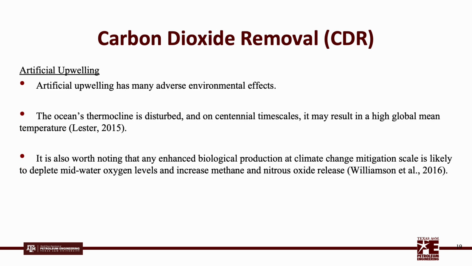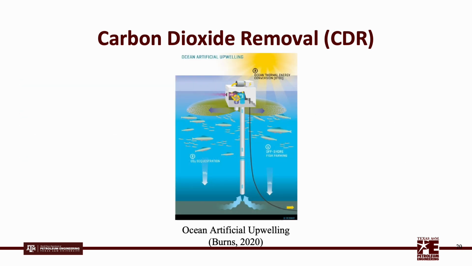Artificial upwelling has many adverse environmental effects. It is worth noting that any enhanced biological production at climate change mitigation scale is likely to deplete mid-water oxygen levels. The ocean's thermocline is disturbed, and on centennial timescales, it may result in a high global mean temperature.